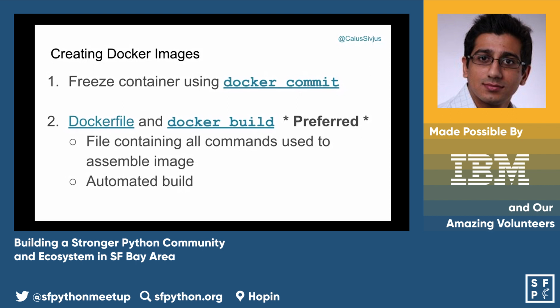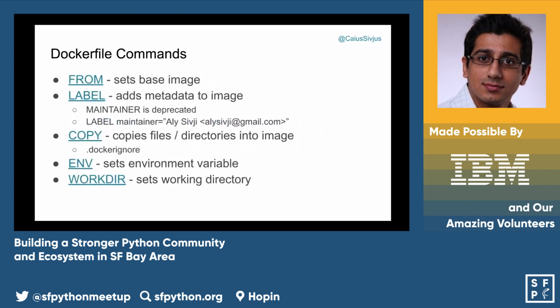This is a list of common Dockerfile commands. You have FROM, which allows us to set the base image, like what image are we building off of? And here you're just going to use a repo name that you find on Docker Hub. We have LABEL, which allows us to set metadata. We can copy files and directories into our image. We can also set the environment variable and the working directory.